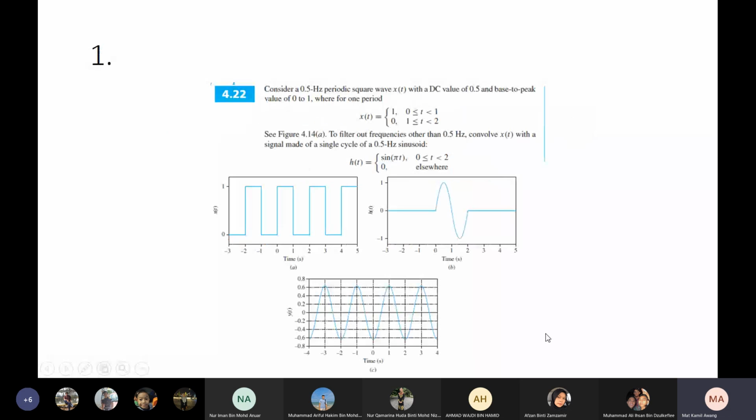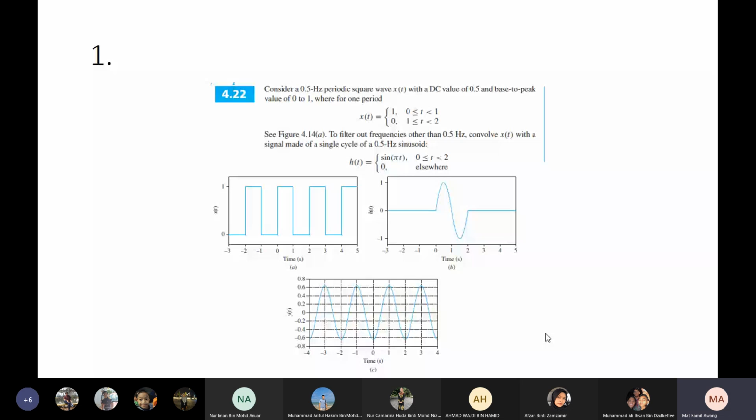This one is actually the question from the example in the textbook. I think this one we have gone through, the same question that we went through in the lecture, right? Or not?